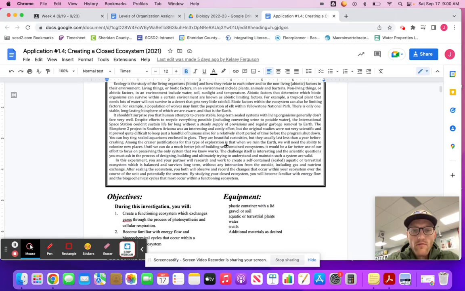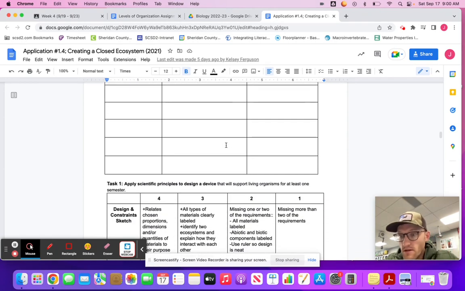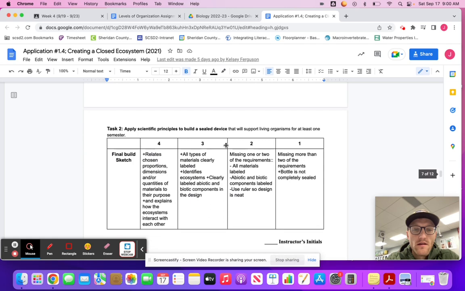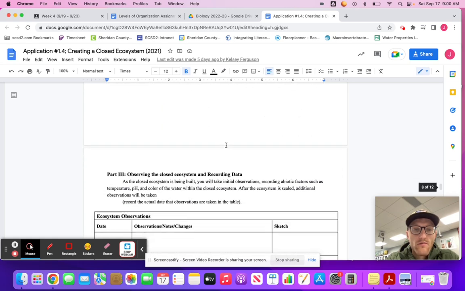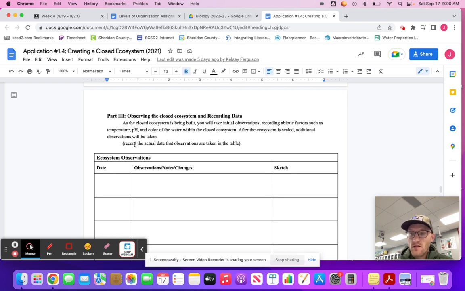biobottle packet, right? So we've gone through, we've done part one, part two, make sure those are turned in. And then once we get down here, part three now is going to be observing our closed ecosystem. So they should be closed. A lot of you guys did not get them closed on Friday. So that'll lose a couple points, but that's okay. But we still want to make observations.